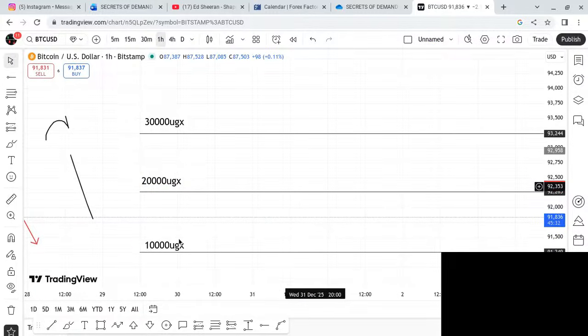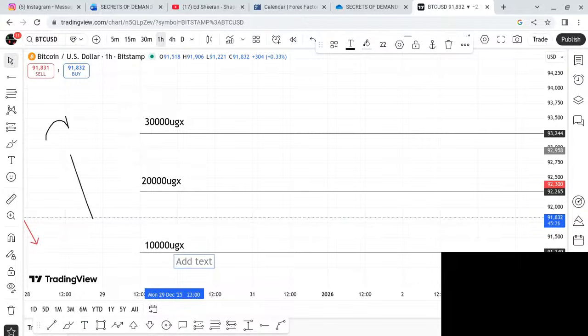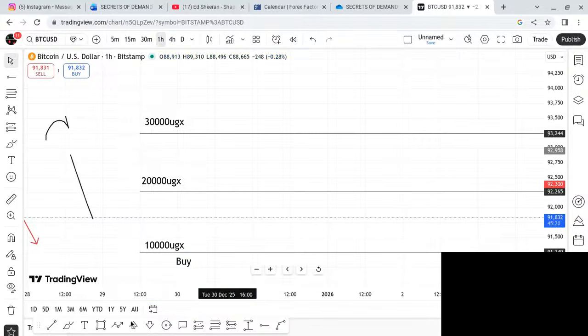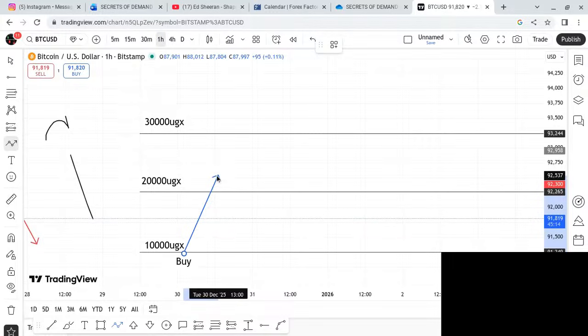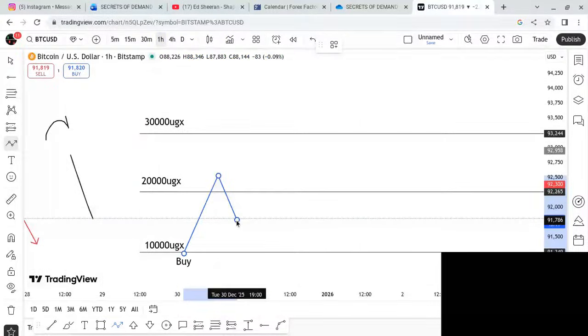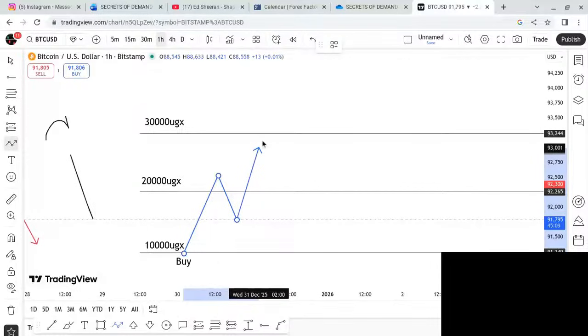Most of the times when we buy an asset, for example here, you took a buy order around here. You took a buy order around this area here. When you are in a trending market, the market can move up, then pull back, and then push further up like that.